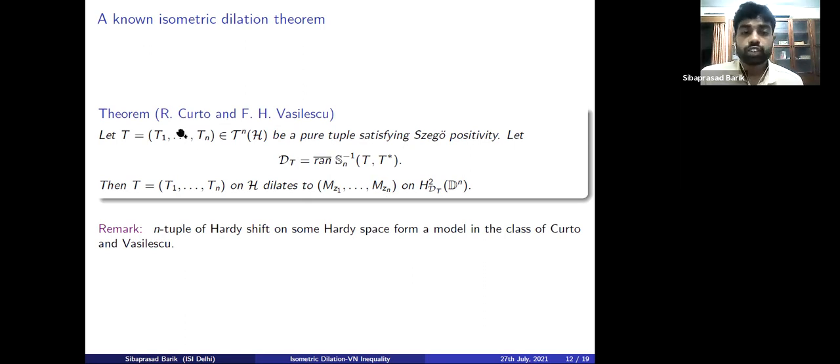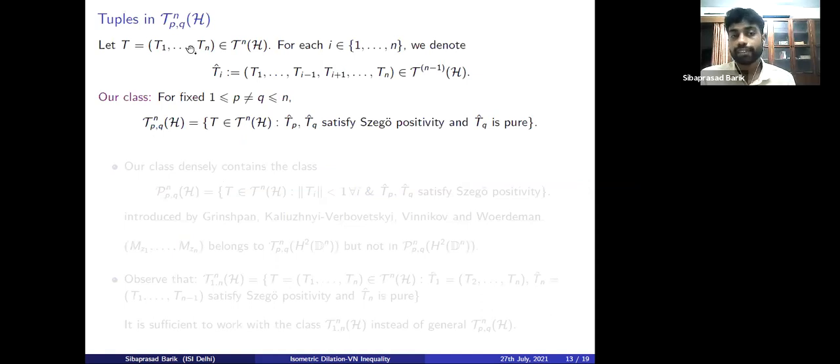Now, generalizing the class of Curto and Vasilescu, we define our class, namely τ_n^{pq,h}, and find an explicit isometric dilation and a von Neumann inequality for our class. Before going into our class, we need to introduce some notation. For an n-tuple of commuting contractions T1, T2, ..., Tn, and for each i, we denote by T_i-hat the (n−1)-tuple coming from the tuple T where Ti is missing.